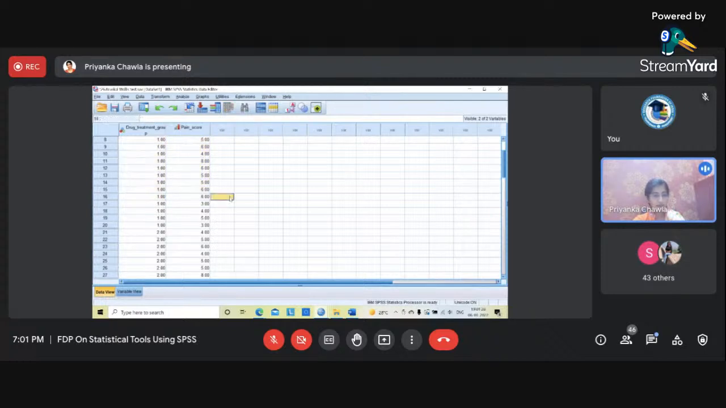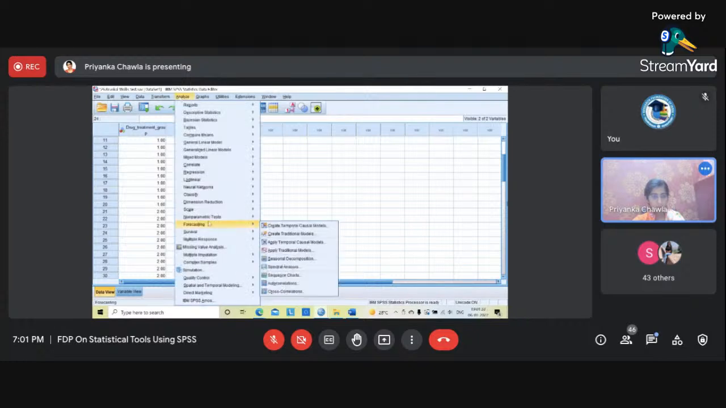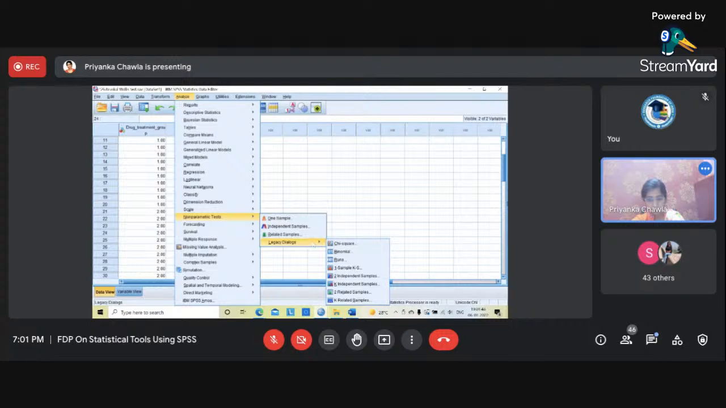But since there are 3 categories, we will apply this Kruskal-Wallis test, which is equivalent to ANOVA. So what is the path? Just go to Analyze. Under Analyze, can you see this Non-parametric Tests, Legacy Dialogs, and then K Independent Samples. These are not related samples, these are independent samples. Just click on this.